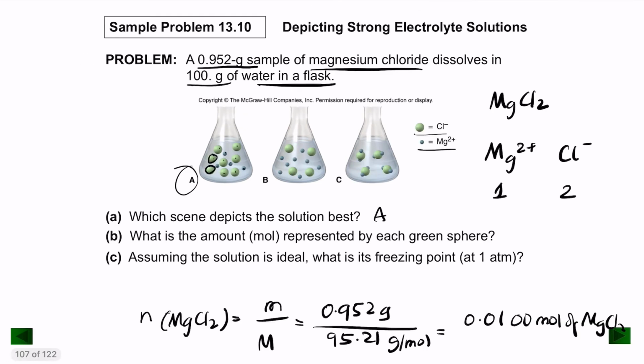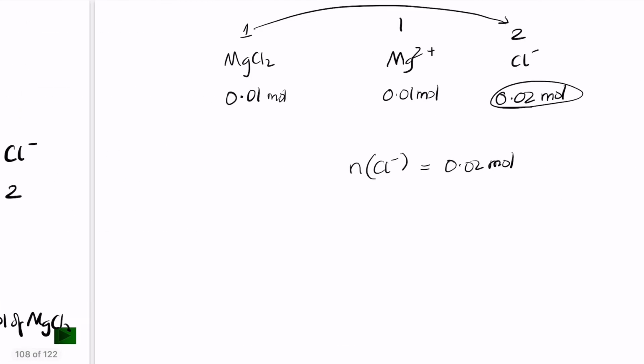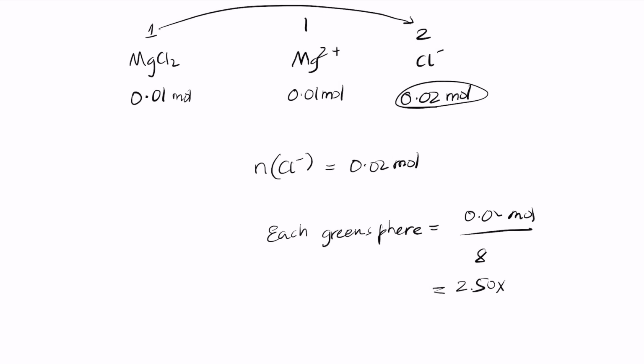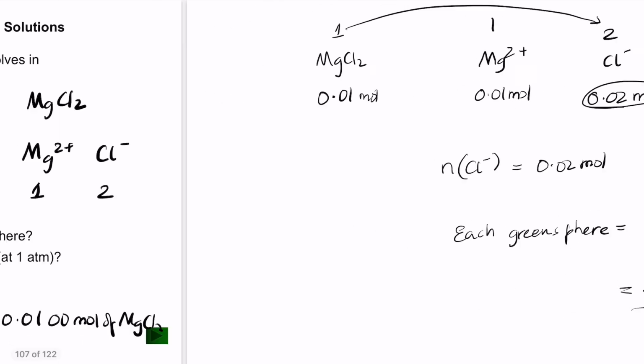So for the green spheres, how many are there? 1, 2, 3, 4, 5, 6, 7, 8. So there are 8 of them. So each green sphere represents how many moles? 0.02 mole divided by 8. That value becomes 2.50 times 10 to the power negative 3 mole. So each green sphere represents 2.50 times 10 to the power negative 3 mole.